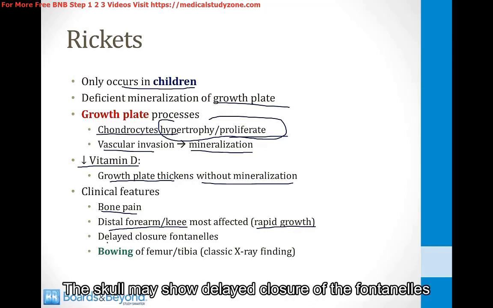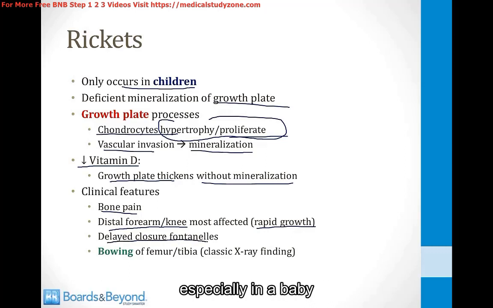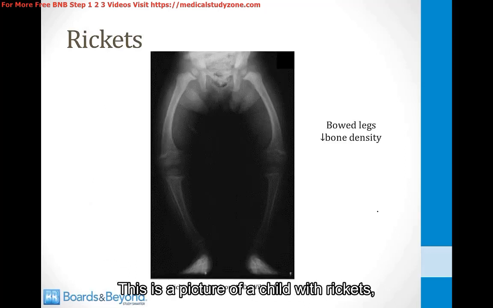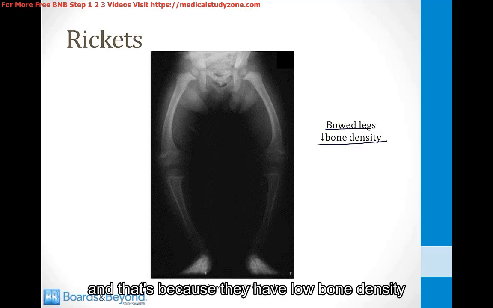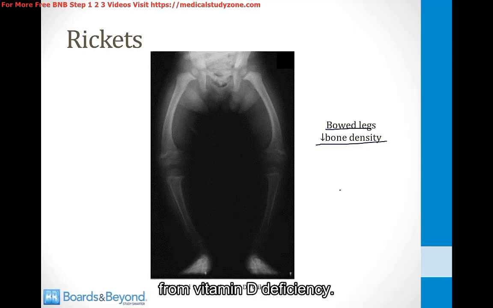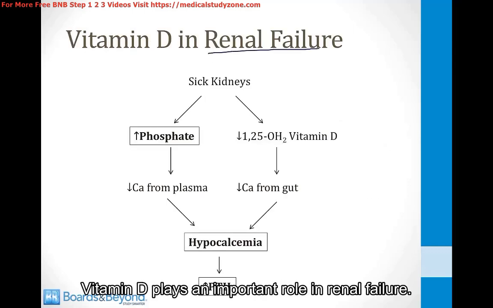The skull may show delayed closure of the fontanelles, especially in a baby, and then a classic X-ray finding is bowing of the femur and tibia. This is a picture of a child with rickets. You can see that the legs are bowed. They are also relatively pale and not bright white, and that's because they have low bone density from vitamin D deficiency. Vitamin D plays an important role in renal failure.